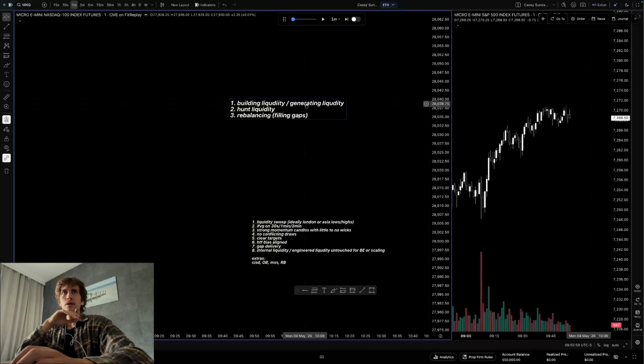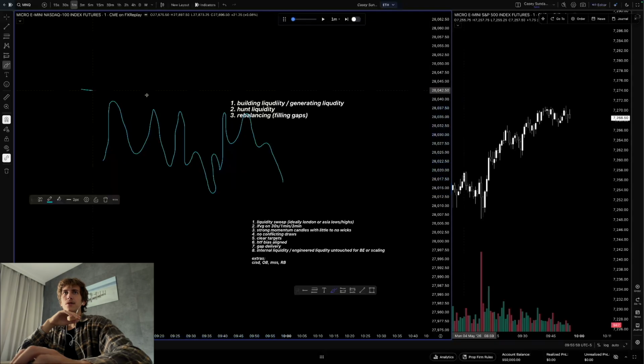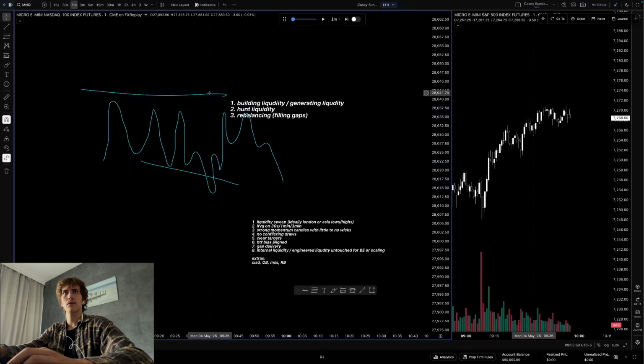It's either building liquidity, so generating, which just means consolidating and generating orders on both sides. Equal highs, equal lows that later want to be targeted or hunted, whatever terminology you use, doesn't matter.